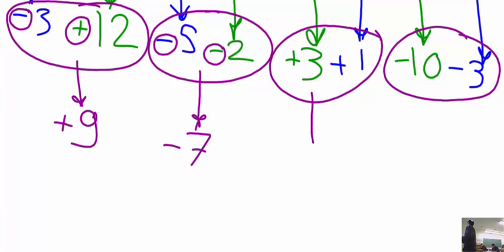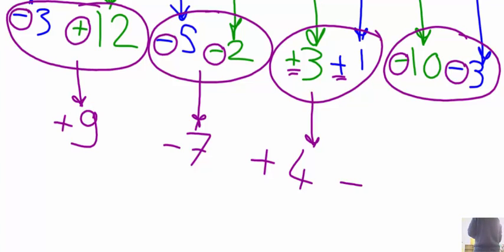Next. The big number sign is plus. And the signs are the same. So I'm going to add. 3 plus 1 is 4. And the big number sign is minus, negative. And because signs are the same, I know it does say minus, but they are the same signs. According to the rules, I add them. It becomes 13.